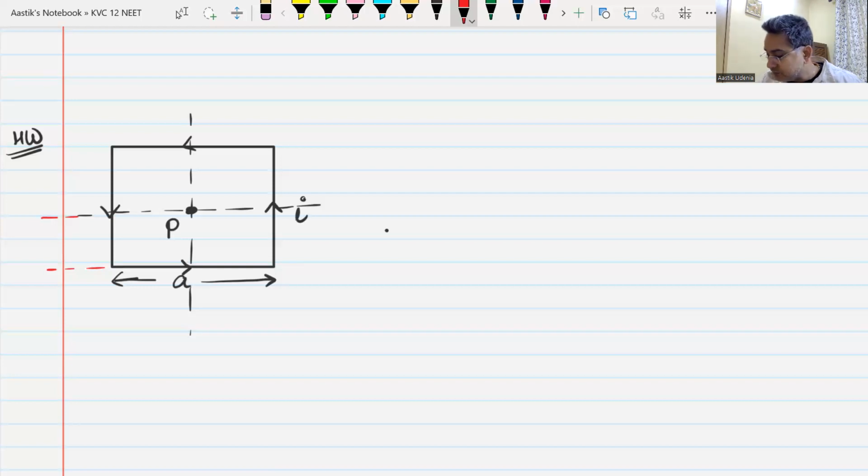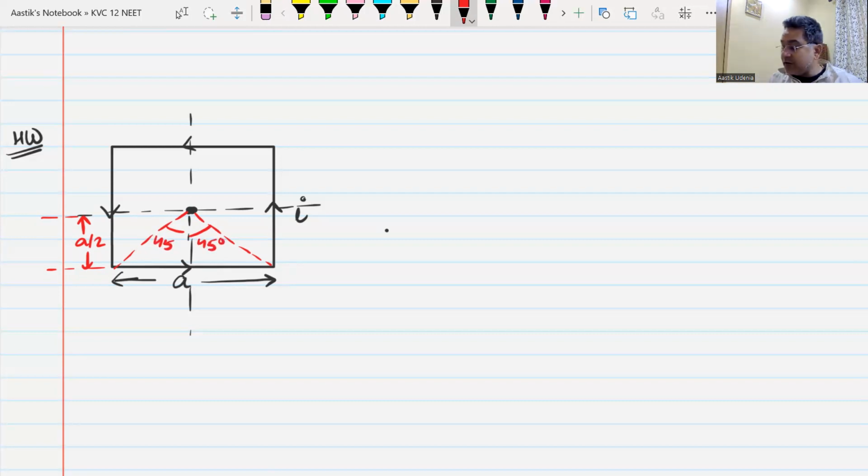Sir, A by 2? That is correct. A by 2. And you know how much would be these angles? This angle, how much would be this angle, and this angle, how much would be this angle? Do we know this? If it directly bisects, it will be 45. Sir, 45 degrees? 45 degrees.